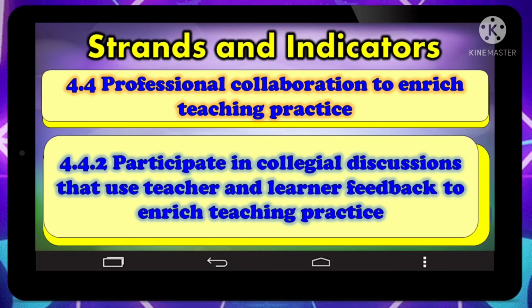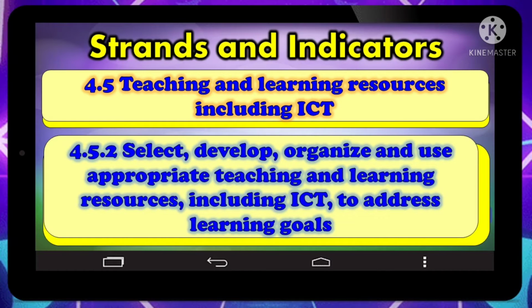The fourth strand is professional collaboration to enrich teaching practice, and its indicator is to participate in collegial discussions that use teacher and learner feedback to enrich teaching practice. And the fifth and last strand is the teaching and learning resources, including ICT, for which the indicator is to select, develop, organize, and use appropriate teaching and learning resources, including ICT, to address learning goals.